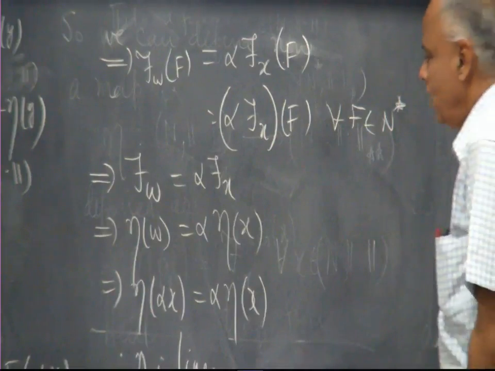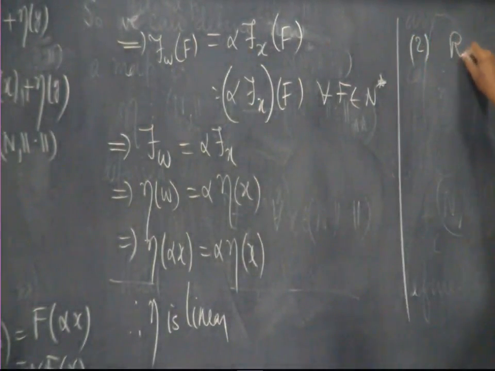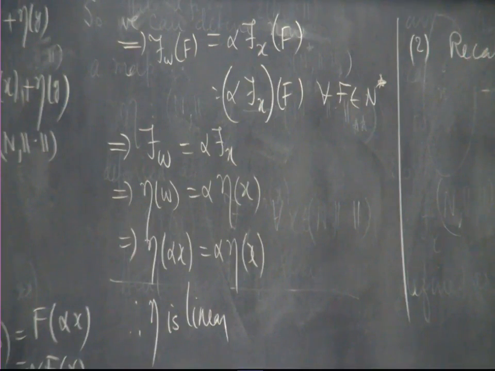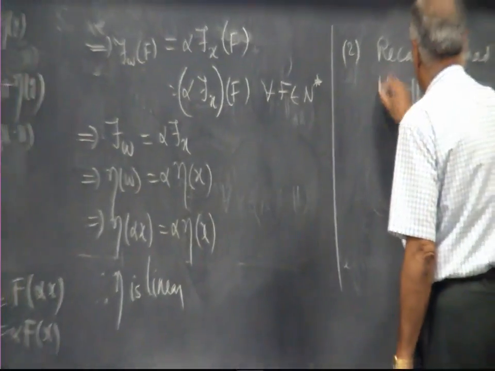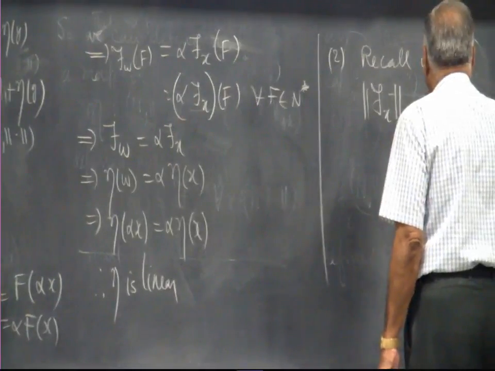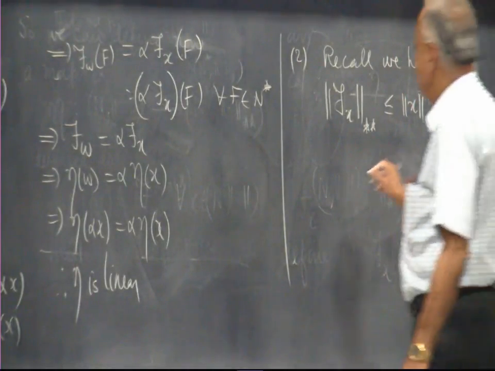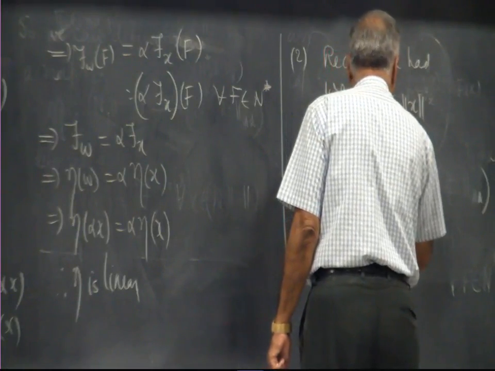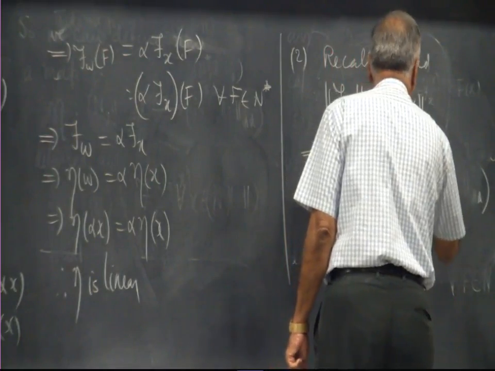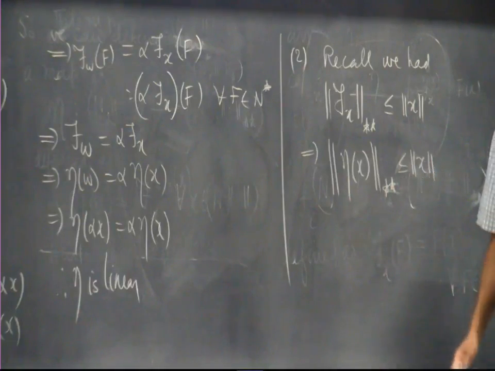The next is whether eta is bounded. Recall, we had said that the shadow has at most the length of the original identifications. We had norm of fx was less than or equal to norm of x, but fx is what? Eta x. So the norm of eta x is less than or equal to norm x. So what does that say? Eta is bounded and its norm can be at most 1.